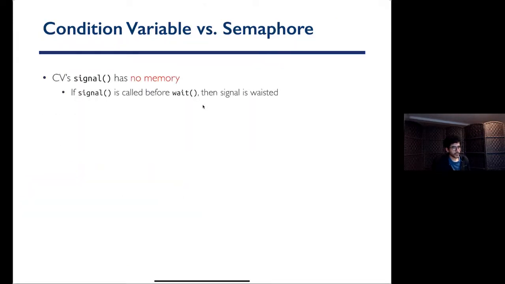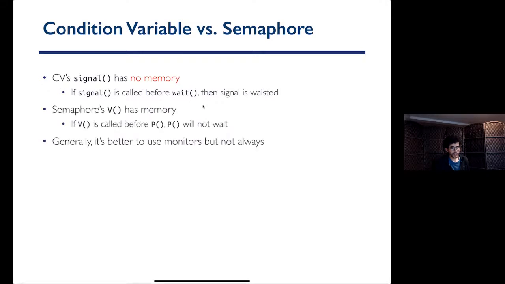Now let's compare condition variables and semaphores. The main difference is condition variables are memoryless, as we discussed. If you call signal on a condition variable and nobody is waiting, then that signal is wasted. Whereas if you call V on a semaphore, you're going to increase the value of that semaphore. So it's memorizing how many times V has been called, whereas in condition variables, we forget how many times signal has been called if nobody is waiting.